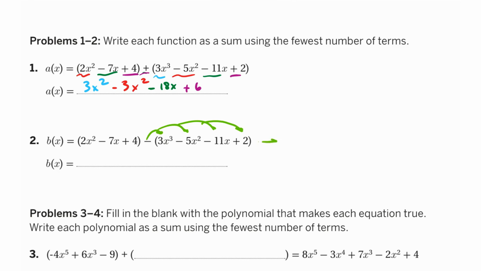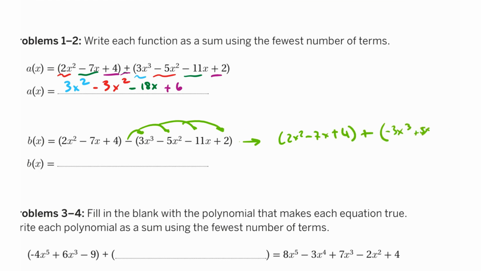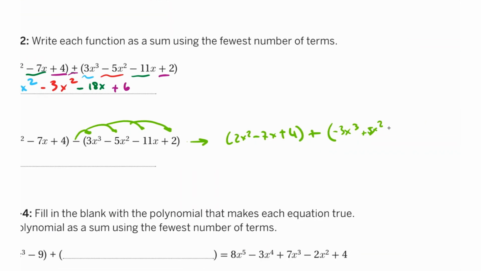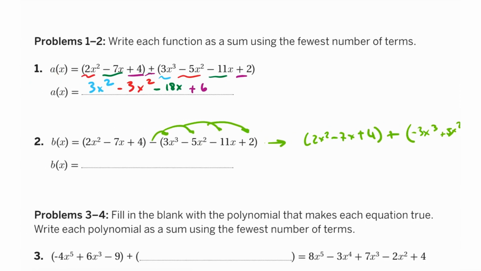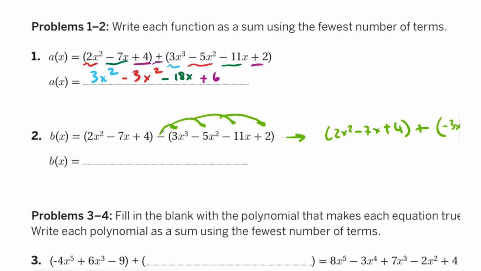So it would end up becoming the same thing, 2x squared minus 7x plus 4 plus, and then each of these terms would just switch signs here. Run out of room. 5x squared plus 11x minus 2. And so then we would just do the same thing as the original one. You can do it that way, or again, the way that I believe that we kind of talked about in class is just to subtract each individual one.